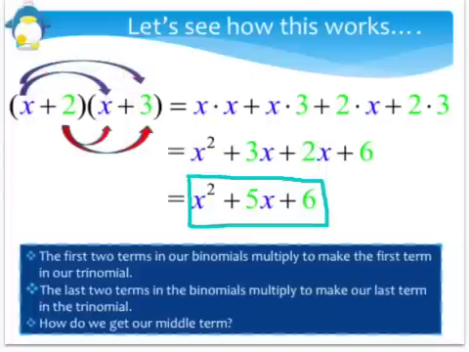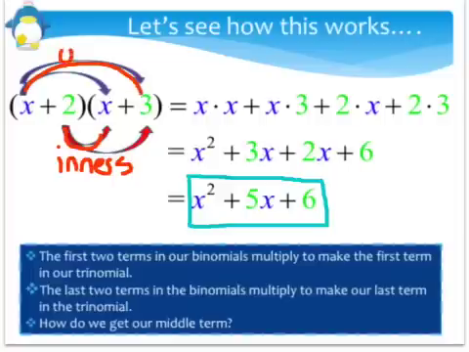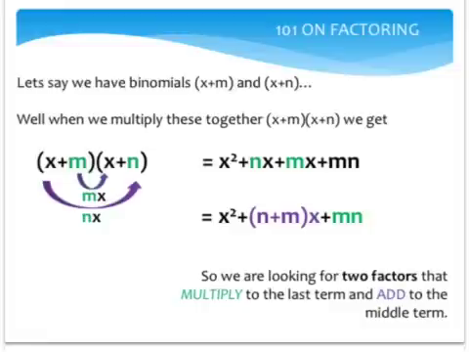I like to call that my inners and my outers. So, just to review, the first term is created by first times first. The last term is last times last. And the middle term is going to be my inners plus my outers. This is just reiterating my point here.